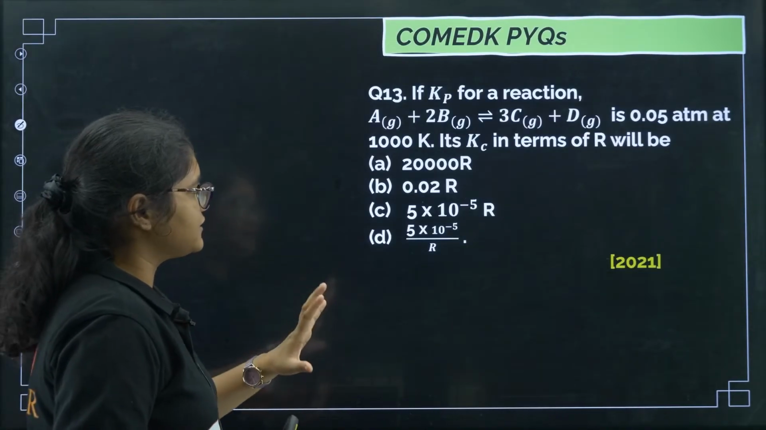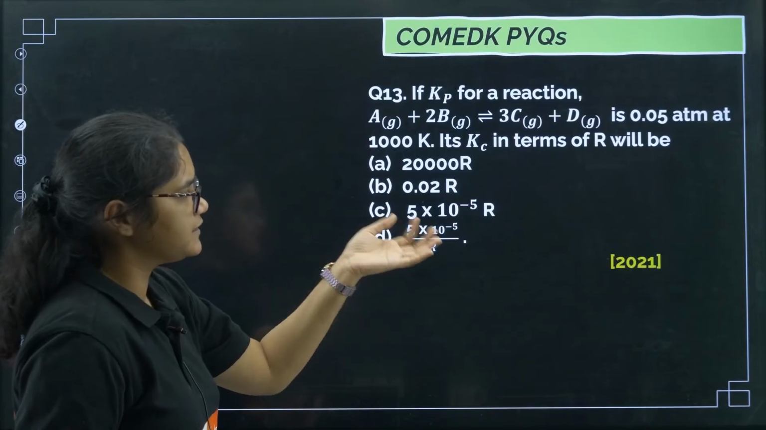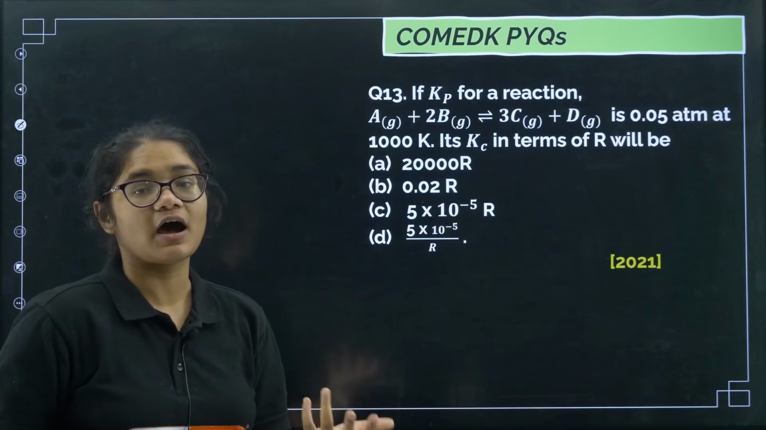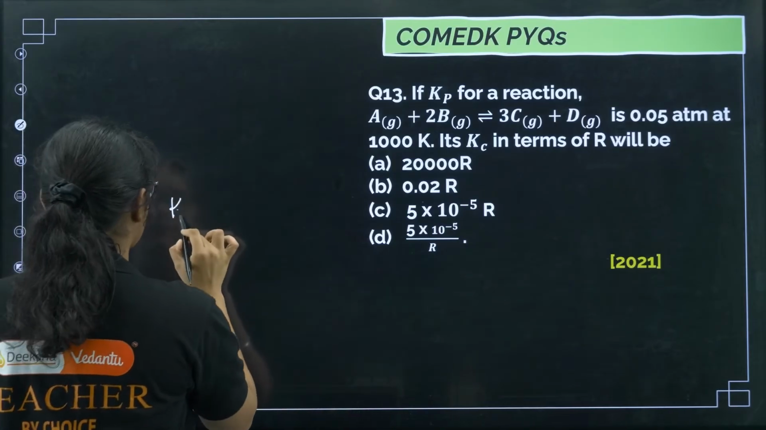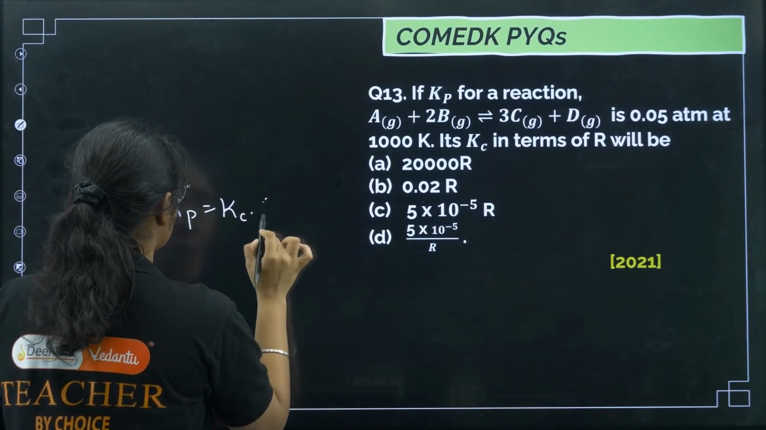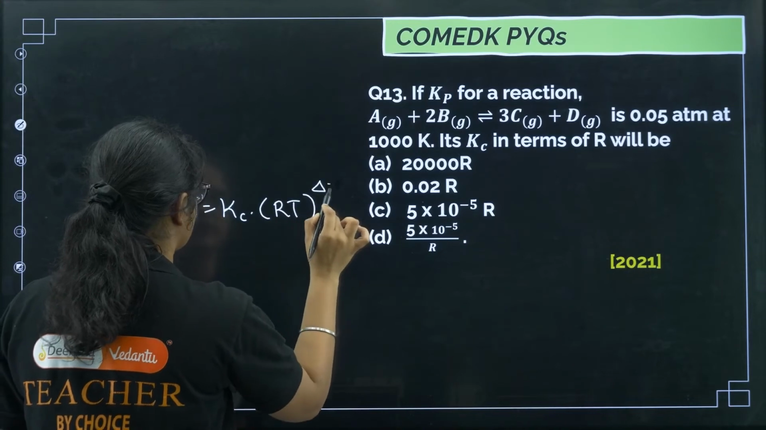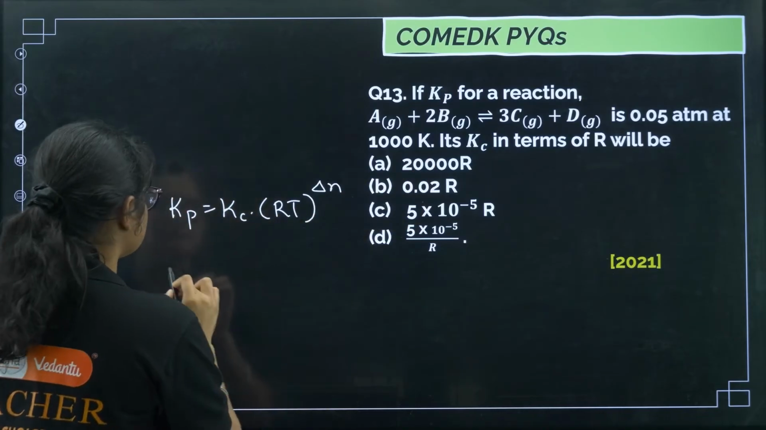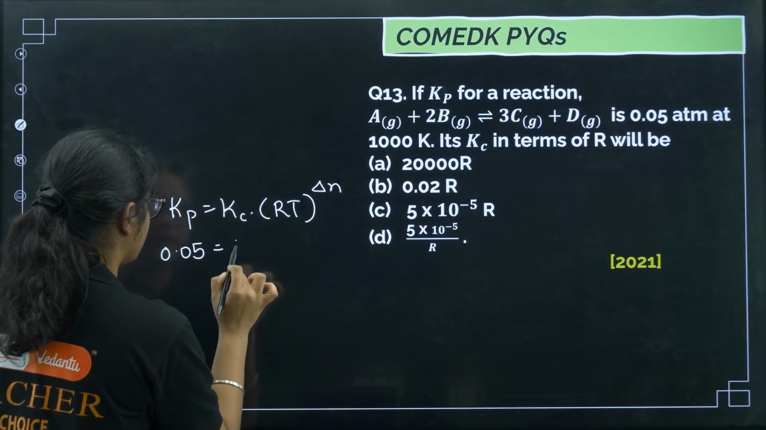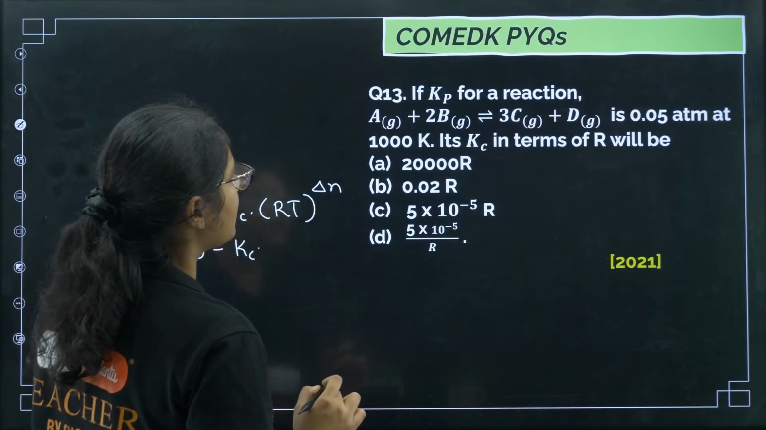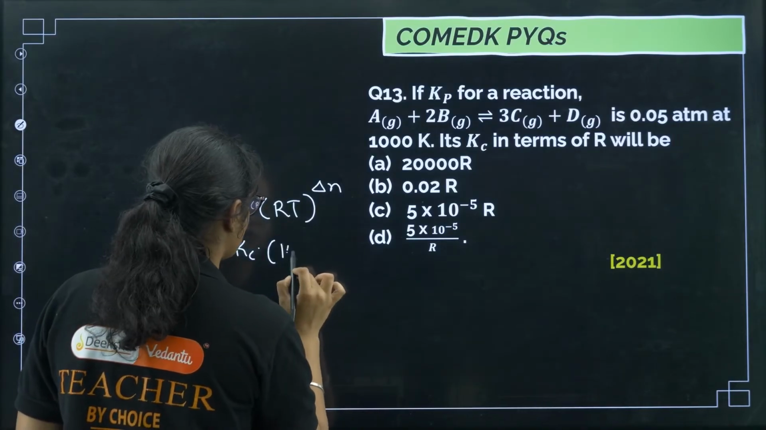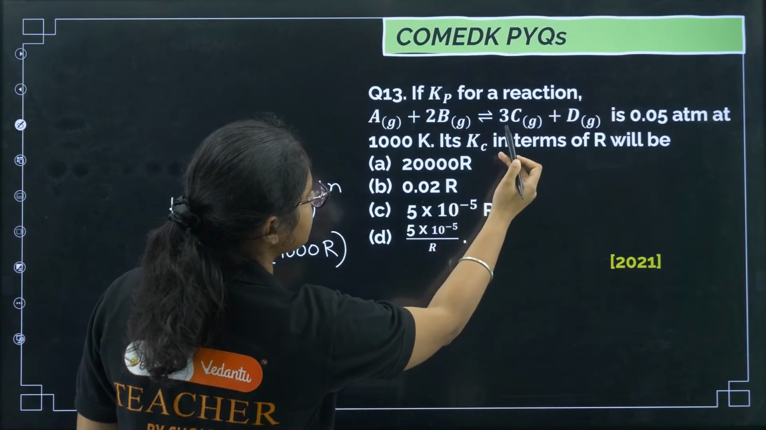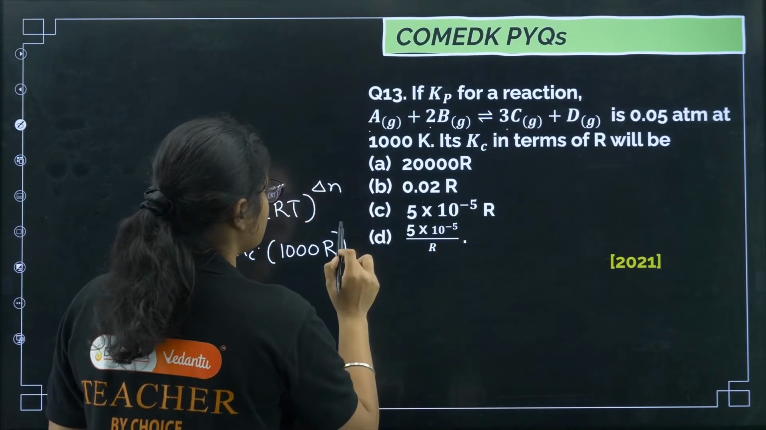If Kp for a reaction A plus 2B gives 3C plus D is 0.05 atm at 1000 Kelvin, its Kc in terms of R will be. So we know this formula, Kp is equal to Kc into RT to the power of delta N, right? Now if you see, we have Kp value is 0.05, right? Kc value is there and temperature is 1000, so 1000 times R, and what is the delta N value? Here you can see 3 plus 1 is 4 and 2 plus 1 is 3, that is 1.